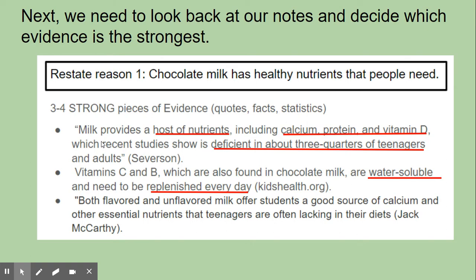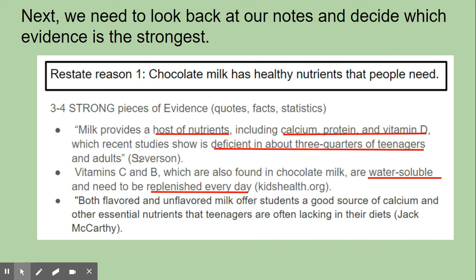All right, so I wrote here from a New York Times article, milk provides a host of nutrients, including calcium, protein, and vitamin D, which recent studies show is deficient or lacking in about 3/4 of teenagers and adults. So from here, I underlined the most important parts. Host of nutrients, so many nutrients. Some examples of the nutrients, calcium, protein, and vitamin D. And then deficient, which means that people are not getting enough, and about 3/4 of teenagers and adults.